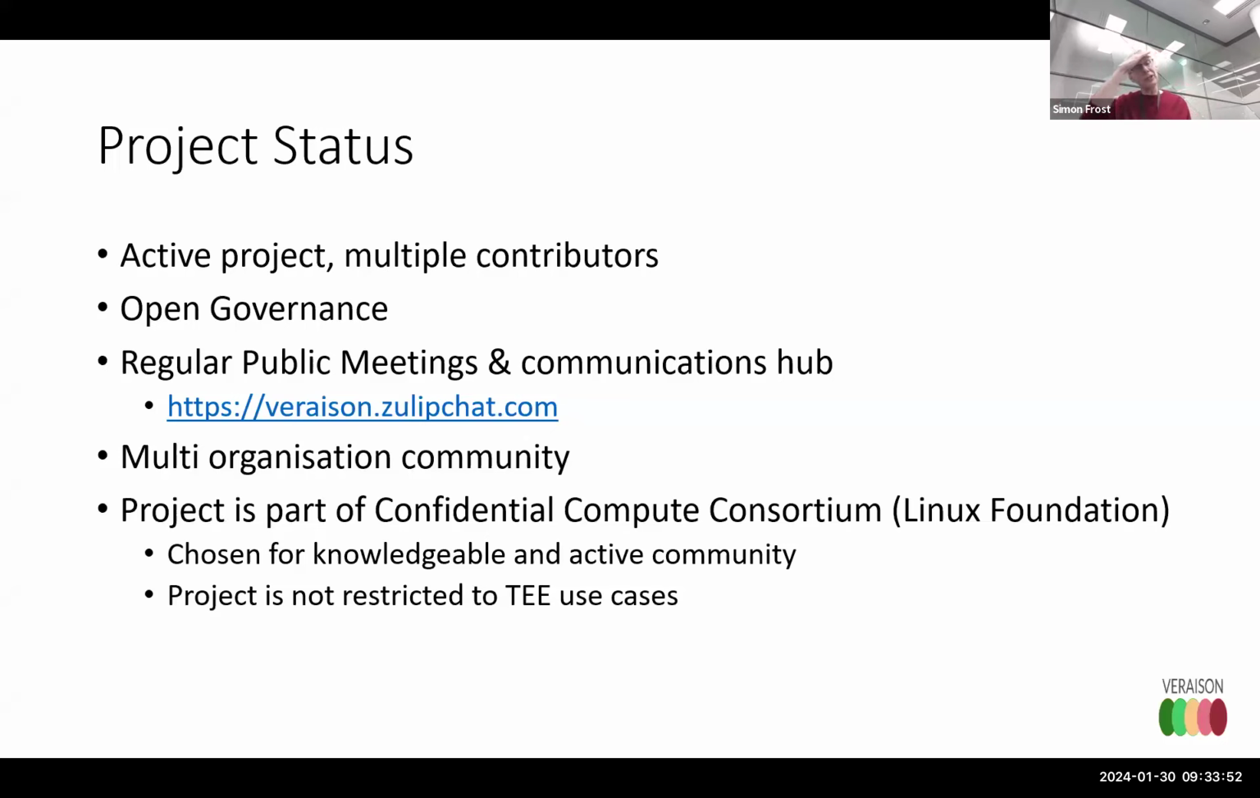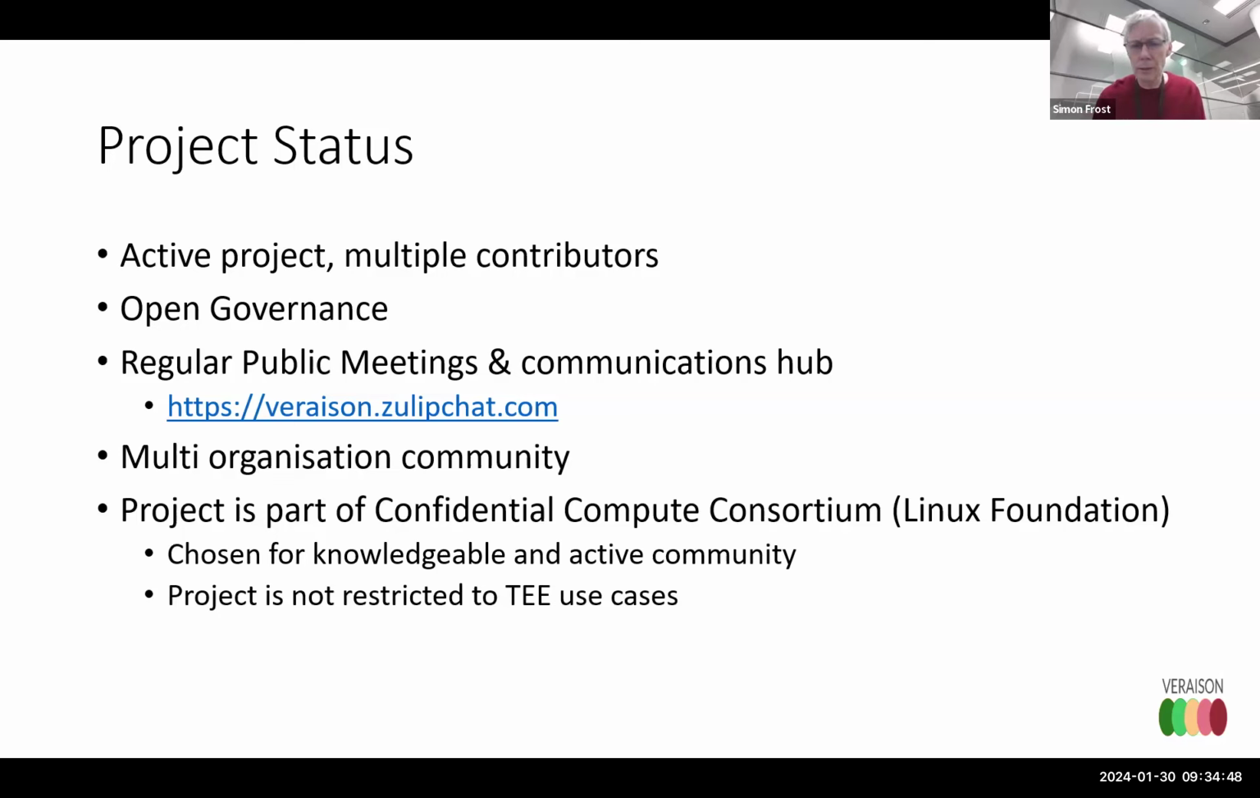So, Veraison project status. It is an active project with multiple contributors. It is, as I say, run with full open governance, even though a lot of the core team have Arm badges. It has regular public meetings, which are fully open. It has a public communication hub; we use Zulip. There are multiple organizations now contributing, I'm delighted to say, to the code base and certainly to the ideas. It's very active contribution. The project is currently part of the Confidential Computing Consortium. That's largely because of its roots and because that community is very active in the attestation area, but it does not restrict the project to TEE use cases. We still have contributors working in the IoT space, for example.